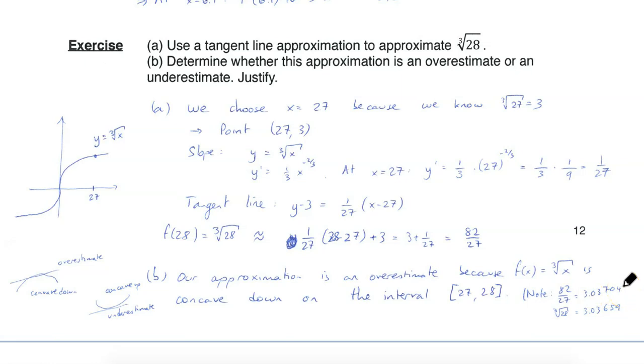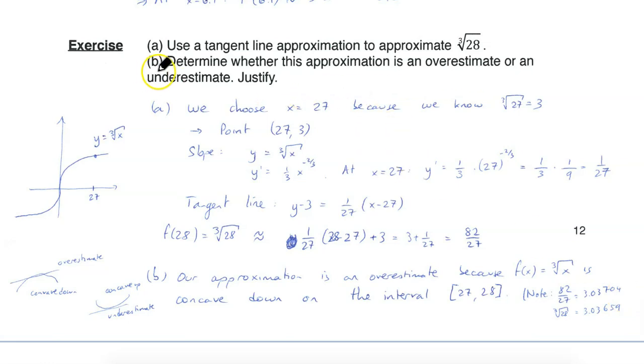So is that good? If we use a calculator now to look at what the actual value of cube root 28 is, we find that it's 3.03659. So very, very close, I would say, like 0.001 away.